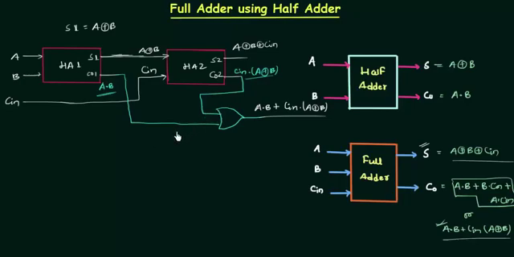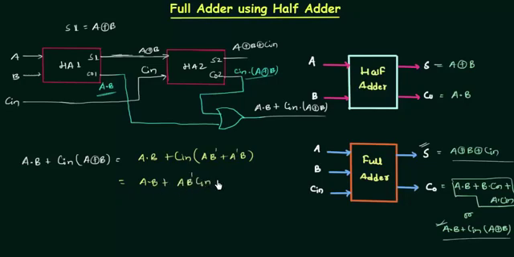So in this way you can obtain the full adder by using two half adders, and we can also prove that it is nothing but A and B, or B and Cin, or A and Cin. So let's prove it. A and B, or Cin (A XOR B), where A XOR B can be written as A B complement or A complement B. By using the distributive law, we have A B complement Cin or A complement B Cin.